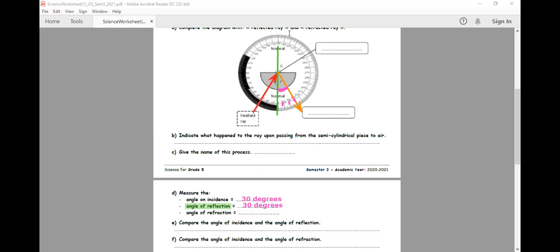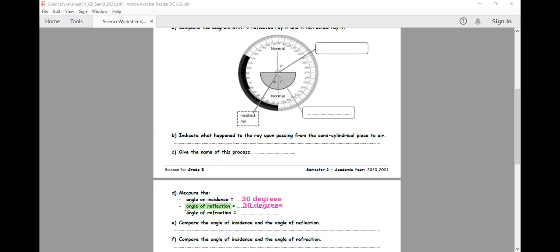Miss, the incident ray and the reflected ray, they will only be the same degrees. That's right. Excellent. They will always be equal. Bravo.